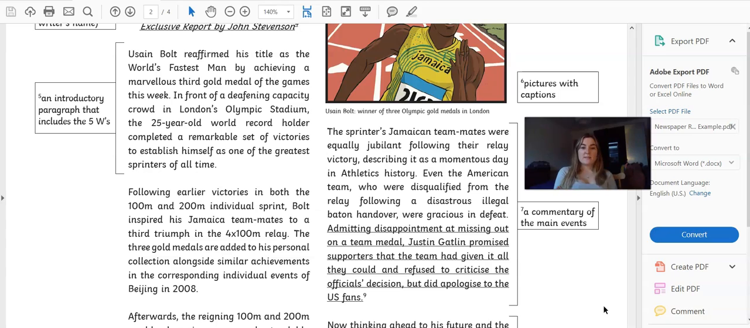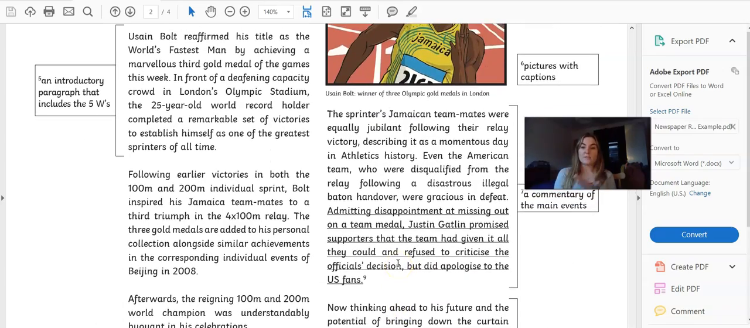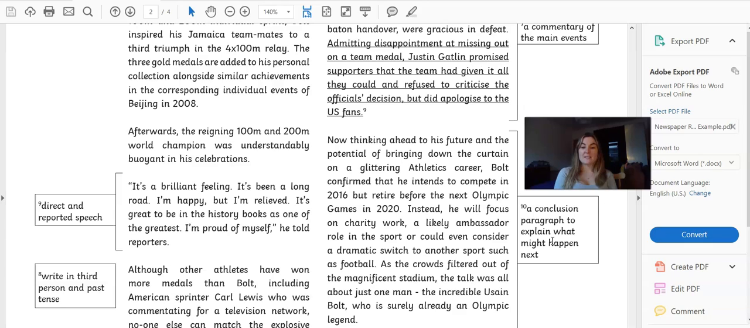And that maybe only needs to be sort of a paragraph long in a column, but obviously that is one of the biggest paragraphs because that is what the whole article is about. And then lastly, you've got a conclusion to explain what might happen next. Okay, so it's talking about Usain Bolt's career after he has won this gold medal. So you're thinking about what might happen next.